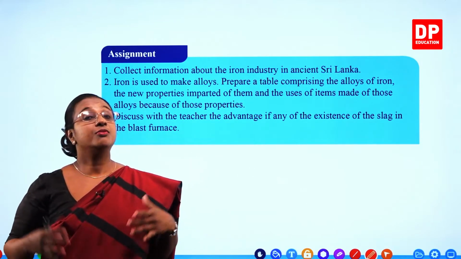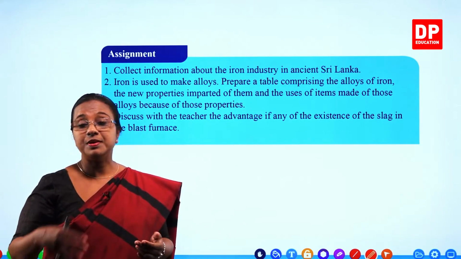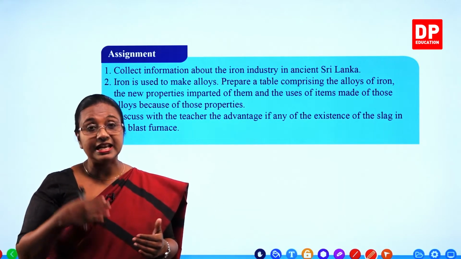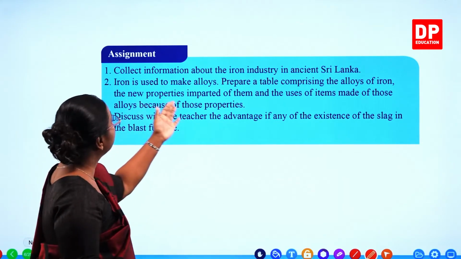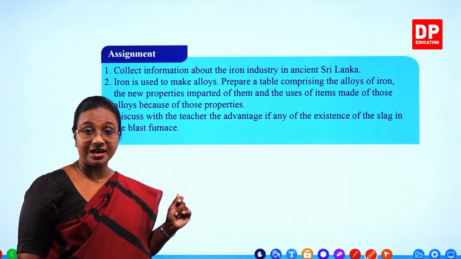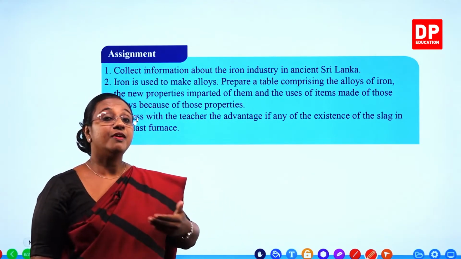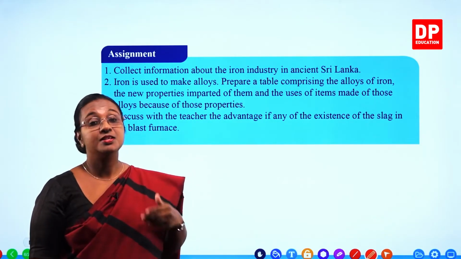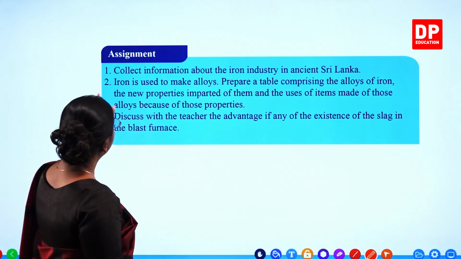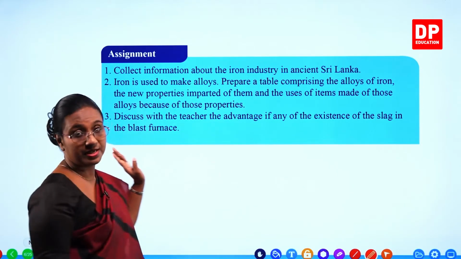So that is one information that you already know. Similar to this, you can refer the magazines, papers, there are so many journals or even the internet, and you can gather more information about this iron industry in ancient Sri Lanka. And also you all know, for the Emperor of Arab, the sword was made from our country, Serendip. So that is what you need to do first.